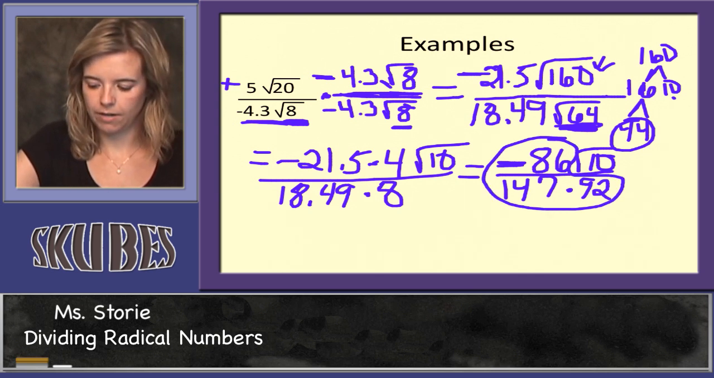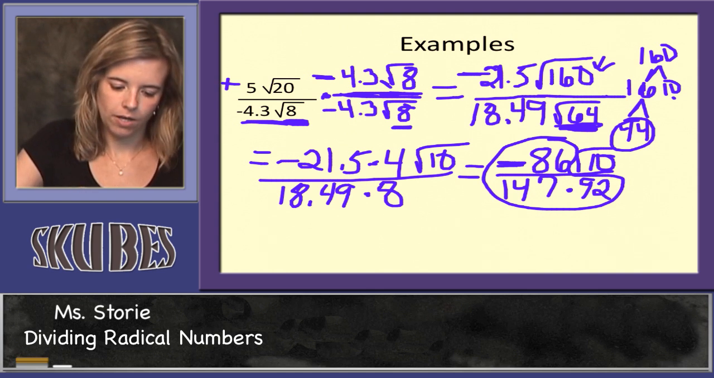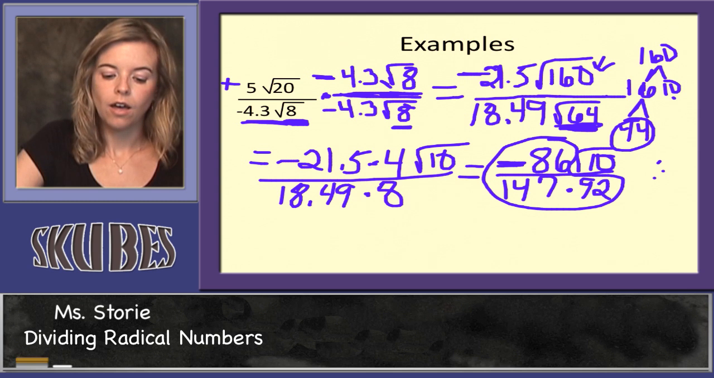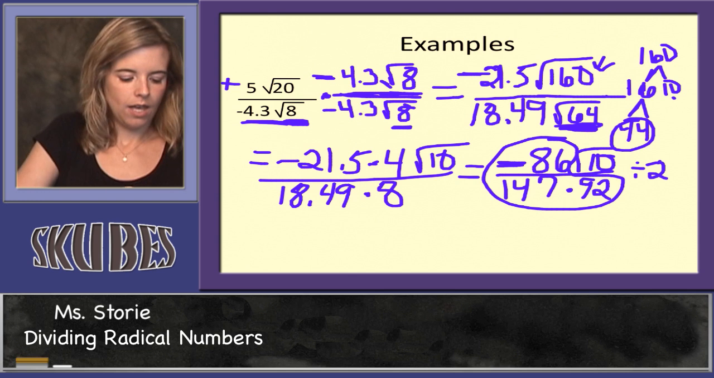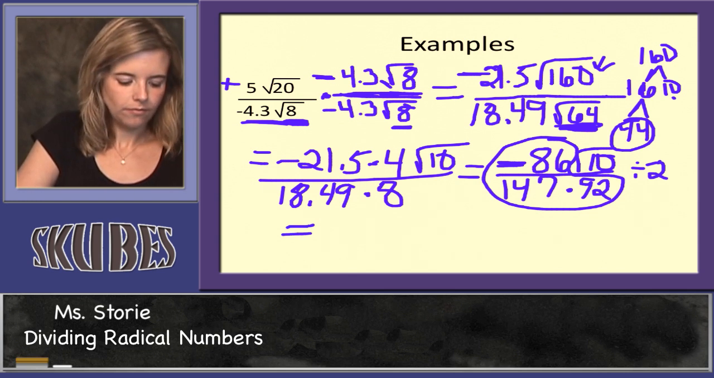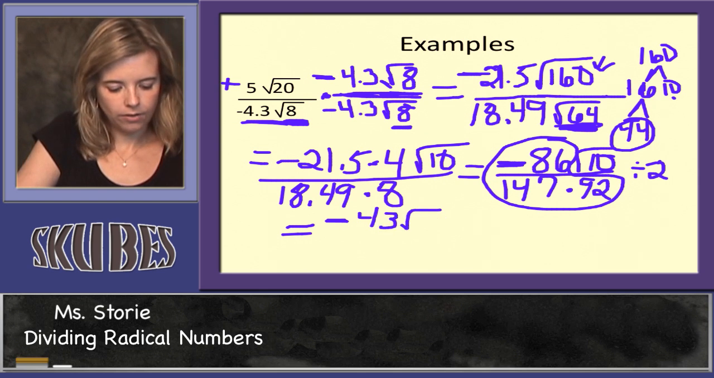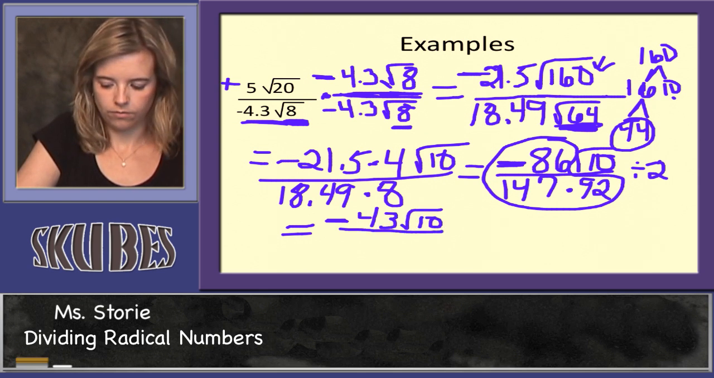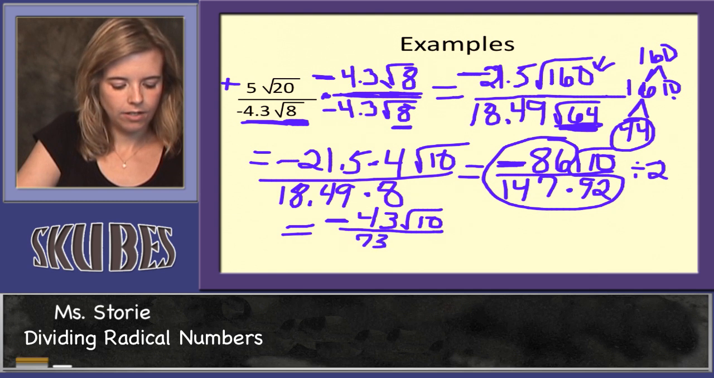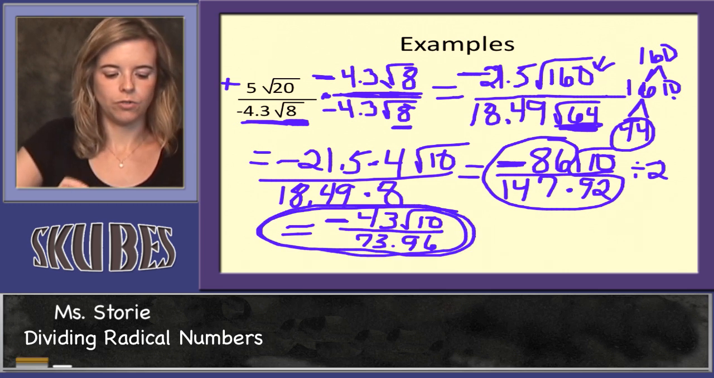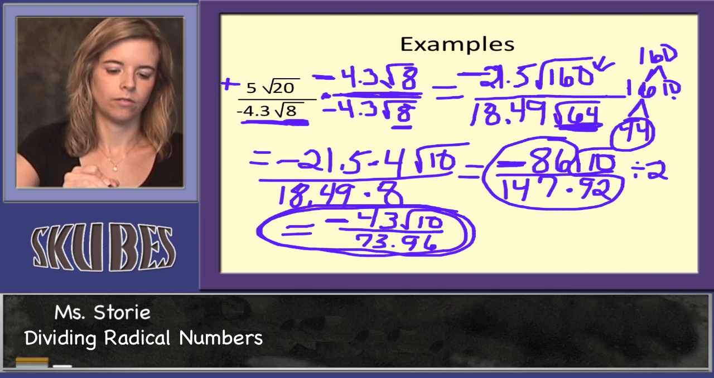They're like terms, so we can bring them down. And if we go ahead and divide them by 2, because they're both even numbers, it's going to turn out to be still a negative 43 radical 10 over a positive 73.96. And that's going to be your final answer. So at the very end, it was just a lot of regular division and reducing.